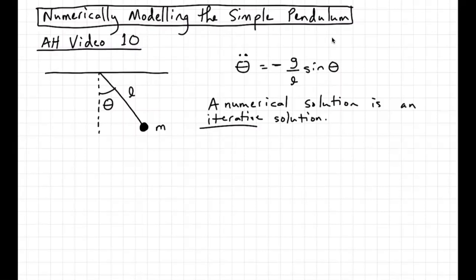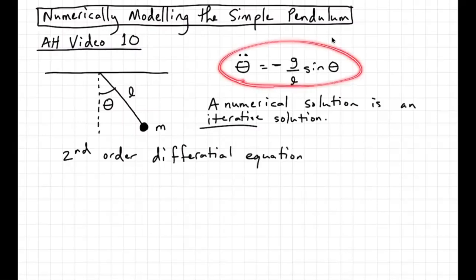Okay, so the mechanics of this. What we have is a second order differential equation. So a second order differential equation is one that has a second derivative in it as the highest order derivative. Yeah, second order differential equation. So that's this equation up here. But we want to turn this into two first order differential equations, for reasons that will become clear later.